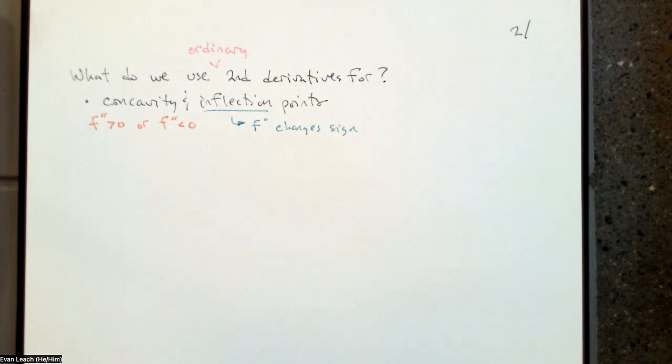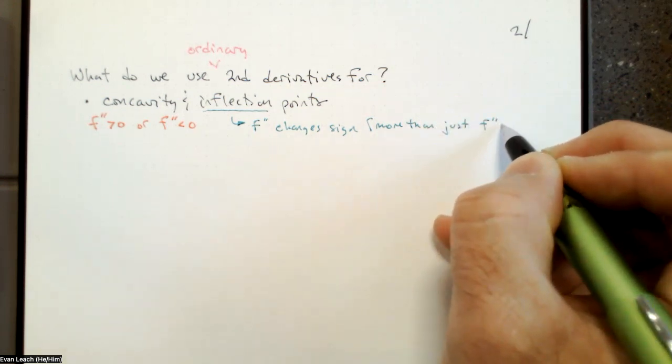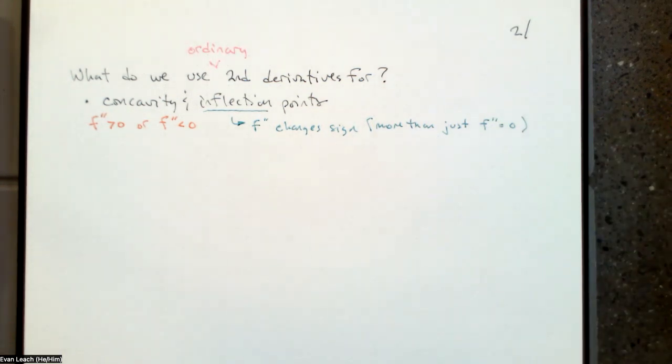We start finding inflection points by solving f double prime equals 0, but that doesn't mean that we're going to have an inflection point. It's about changing sign. That's more than just f double prime equals 0. Inflection points happen when the second derivative is changing sign. That indicates that the function is changing concavity. We have better language around the first derivative, because when the first derivative is equal to 0, then we call it a critical point. And a critical point could be a local maximum, a local minimum, or neither a local maximum nor a minimum. So one of the things that we can use the second derivative for is concavity and inflection points.